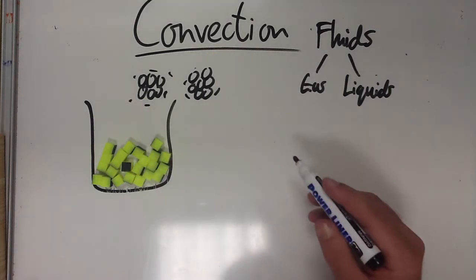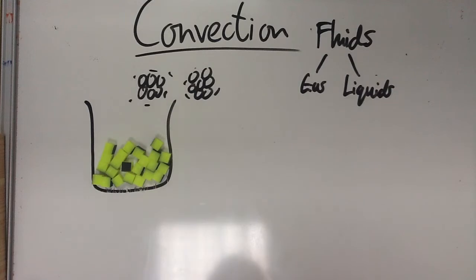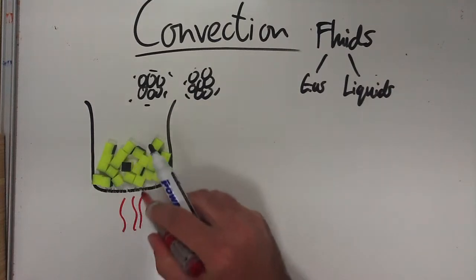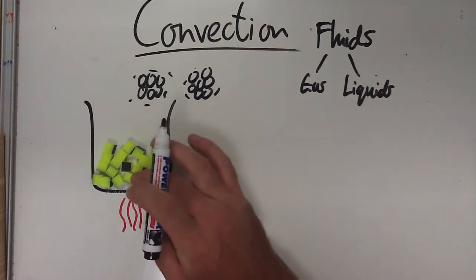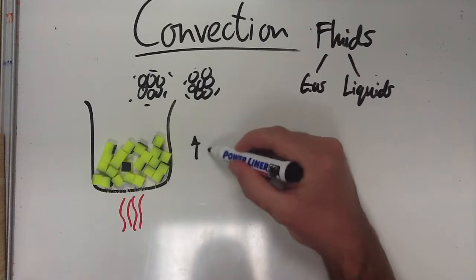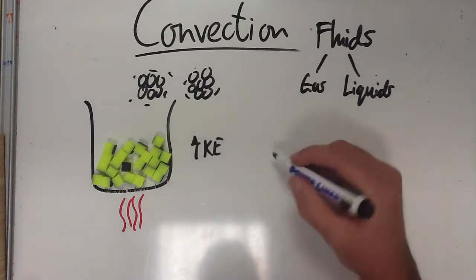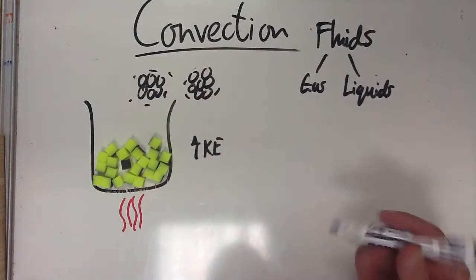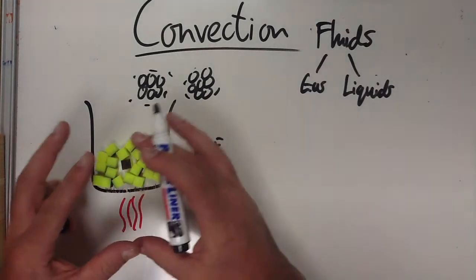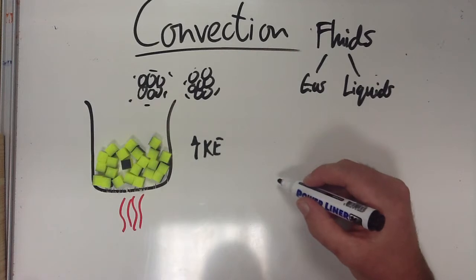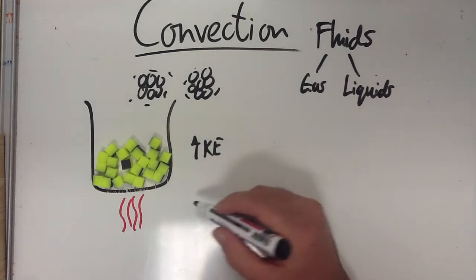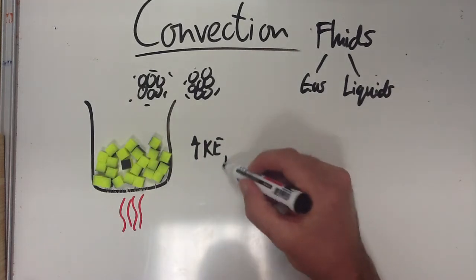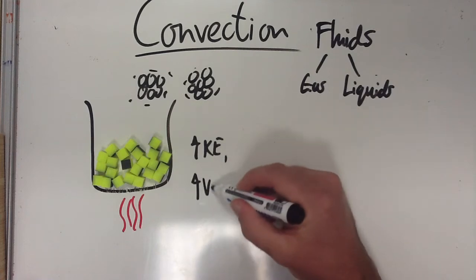Now, how this works is when I add a heat source, heating up the fluid, the particles gain kinetic energy. So they move around more, bumping into each other more, colliding more. Essentially, the fluid will expand when it heats up. This changes the volume. So if you increase the kinetic energy, we end up with an increase in volume.